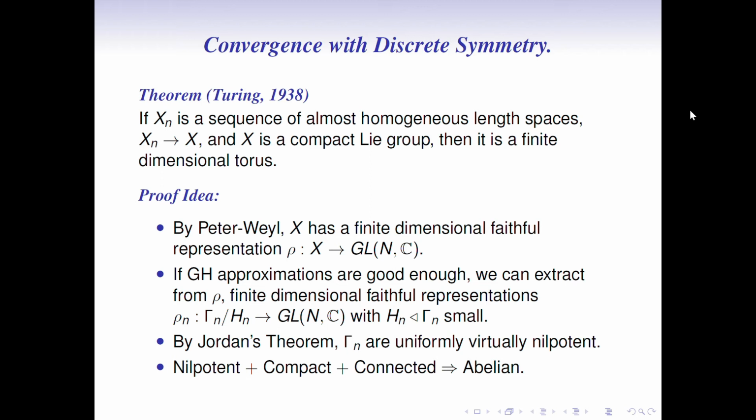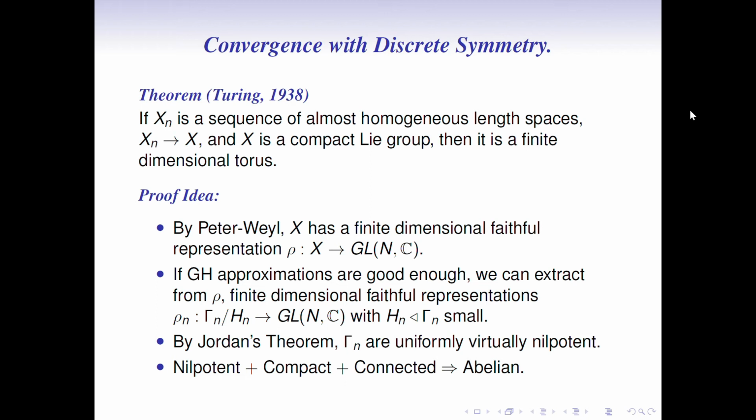First, by the Peter-Weyl theorem, X has a finite-dimensional faithful linear representation ρ. Then, for large enough n, the Gromov-Hausdorff approximations are good enough that we can recover from ρ faithful representations of gamma n over Hn, with Hn very small normal subgroups. Observe that the representations ρn are all of the same dimension.